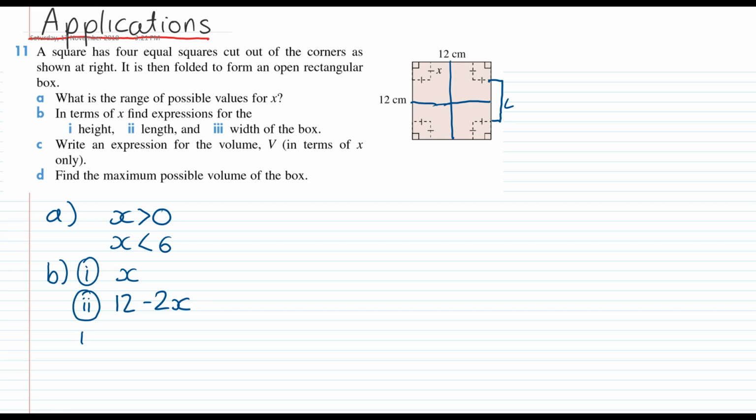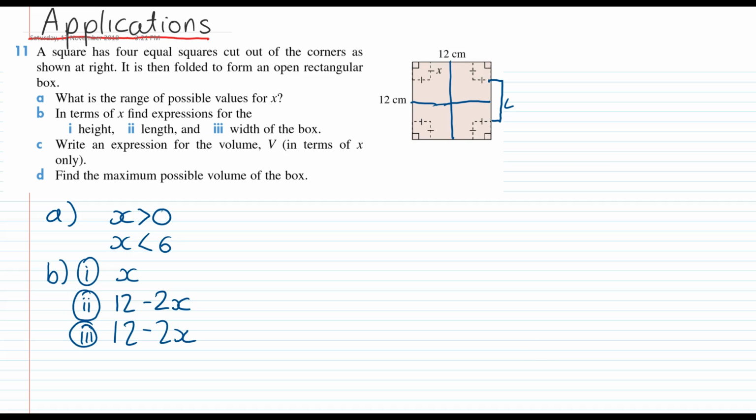And fortunately for us, because it's a square, the width of this box is the same as the length. So it's going to be 12 minus 2x as well. So that's B done. C, write an expression for the volume in terms of x only.